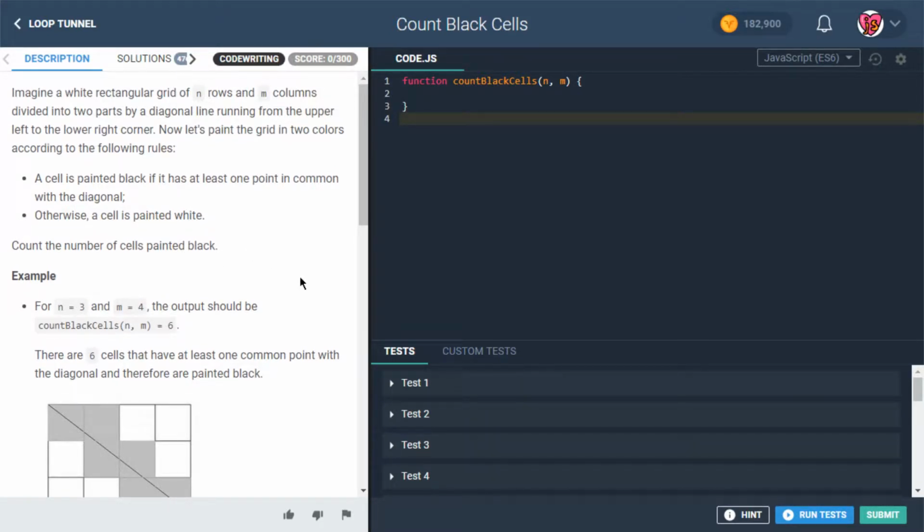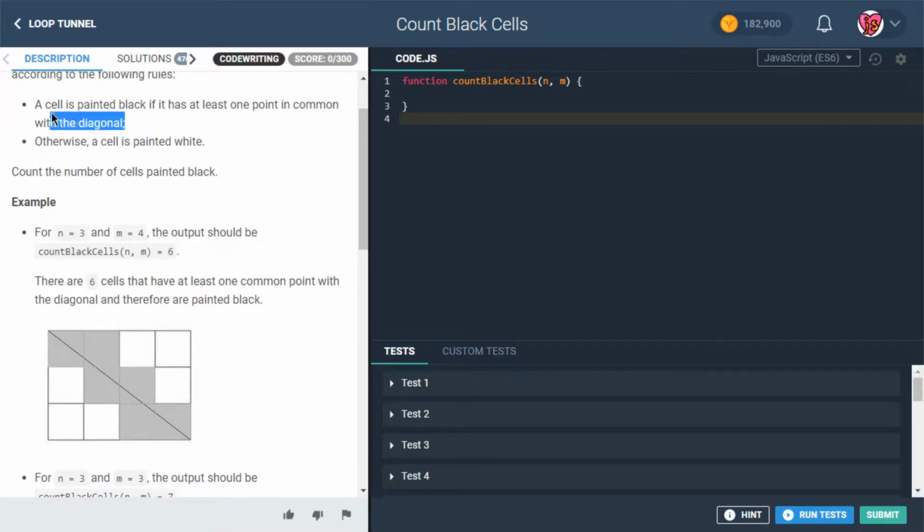Okay, imagine a white rectangular grid of n rows and m columns divided into two parts by a diagonal line running from the upper left to the lower right corner. Now, let's paint the grid in two colors according to the following rules. A cell is painted black if it has at least one point in common with the diagonal. Otherwise, a cell is painted white. Okay, cool.